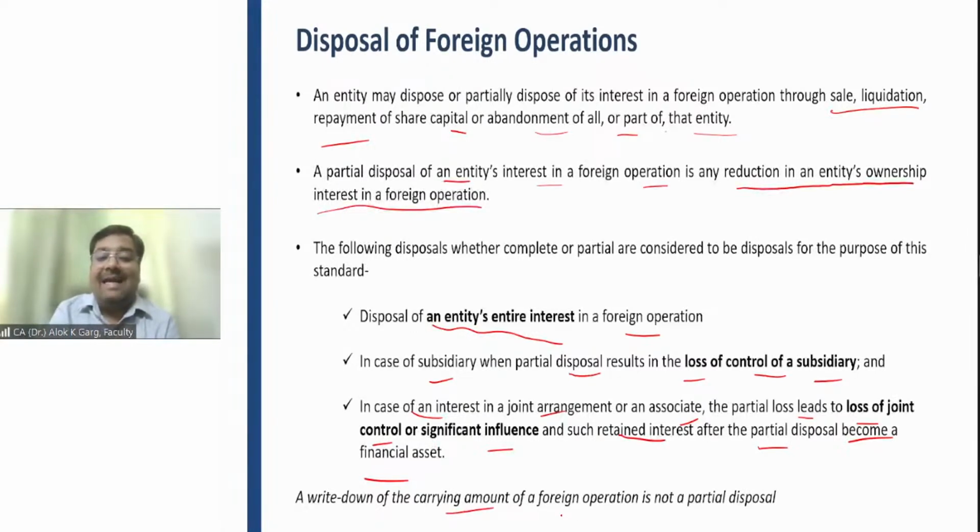A write down of the carrying amount of a foreign operation is not a partial disposal. For example, you have a 100% stake in a subsidiary, but due to low growth or poor performance of the subsidiary, you need to impair your investment. In that case, when you are impairing your investment, you are not losing the right to vote, right? You still have the right to vote. Okay, so charging an impairment is not a disposal.